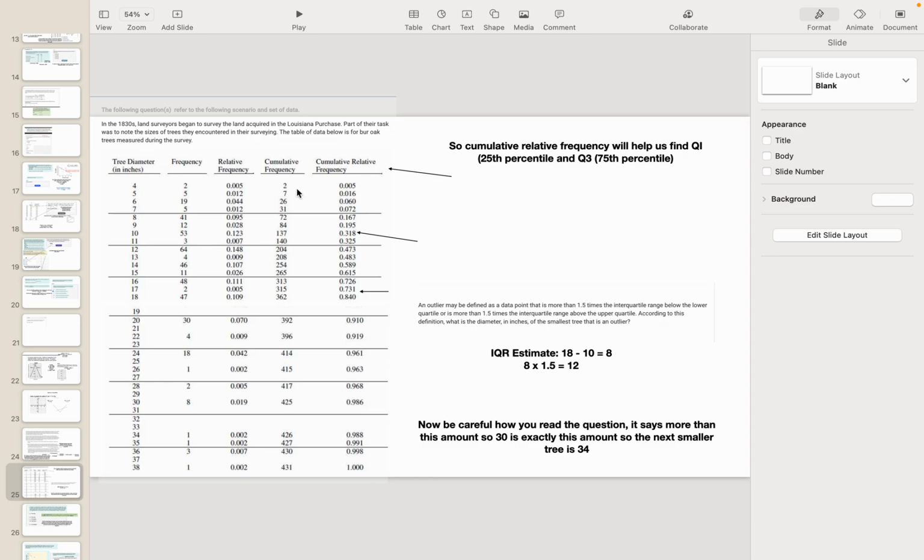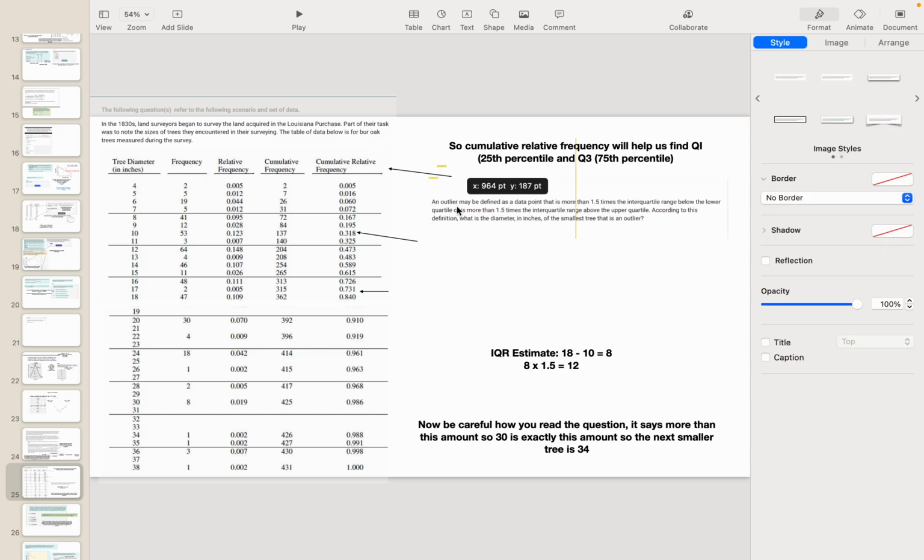Cumulative, you're starting to add these. So there's 2 trees, right, of 4. There's 5 trees that are 5 inches, and they're just adding these up. So this is telling you how many. And then cumulative relative frequency is adding these up. So this is telling you the percentile. So this is going to be what we really need here.